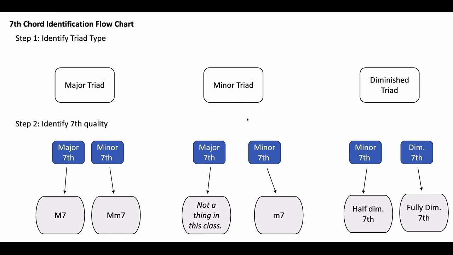If you see a minor triad on the bottom, it's going to be a minor seventh chord. If you think you found a minor major seventh, it's not a thing in this class, so look again. And lastly, if you have a diminished triad on the bottom with a minor seventh above the root, you've got a half diminished seventh. And if you have a diminished triad with a diminished seventh above the root, you've got a fully diminished seventh chord.